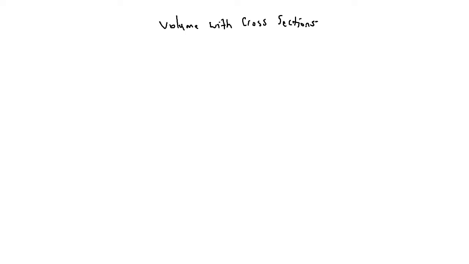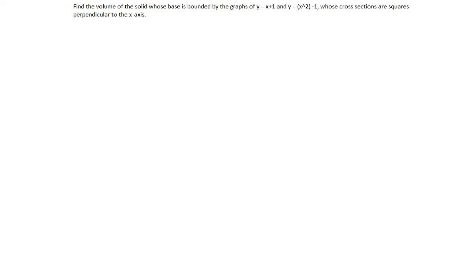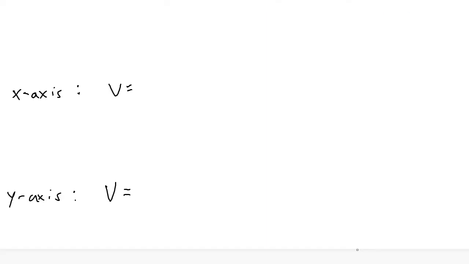So let's take a look at cross-sectional volume. For problem number 1, we have to find the volume of the solid whose base is bounded by the graphs of y equals x plus 1 and y equals x squared minus 1, whose cross-sections are squares perpendicular to the x-axis.